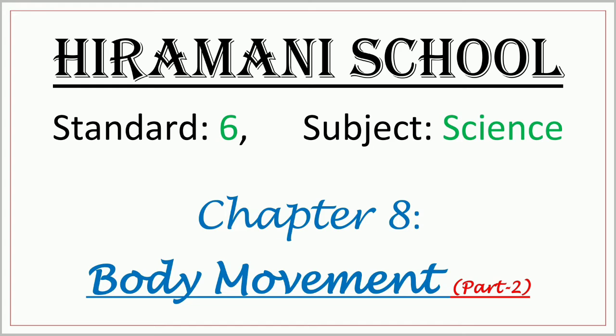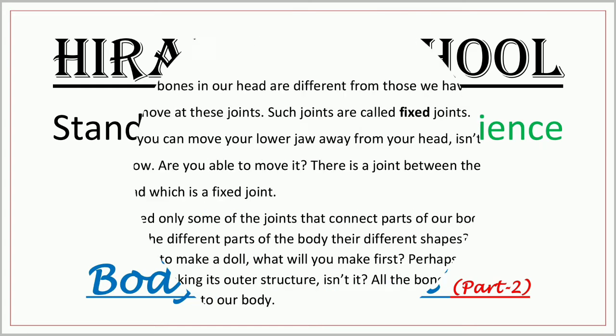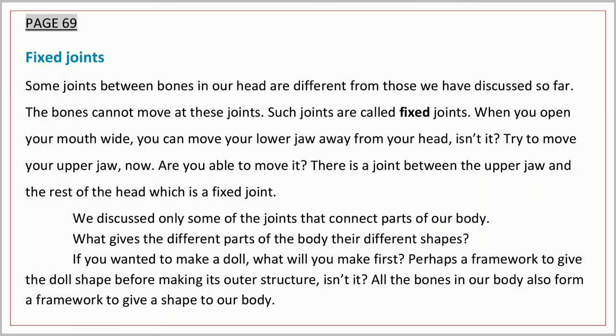Today we are going to continue part 2 from the 3-part series on body movement. In this part we are going to cover fixed joints. Some joints between bones in our head are different from those we have discussed so far. The bones cannot move at this joint. Such joints are called fixed joints.